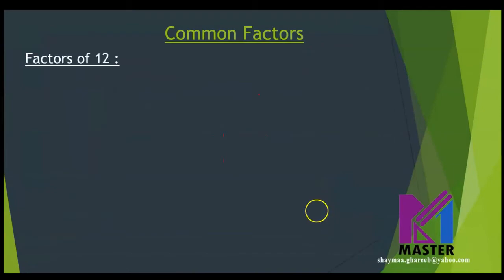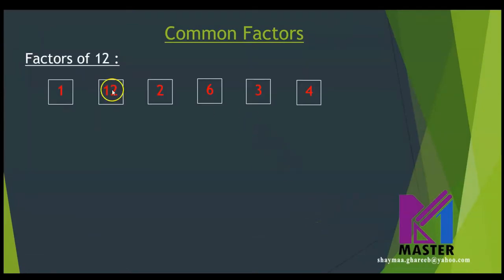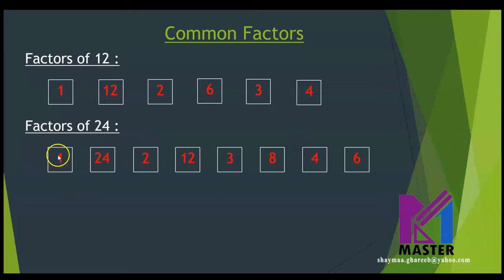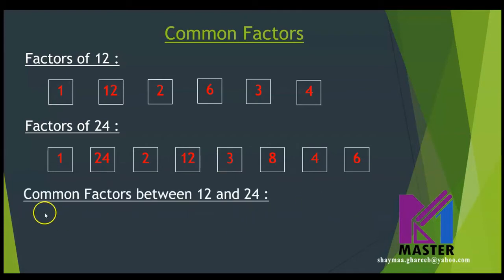Now let's talk about the common factors. We listed factors of 12 as 1, 12, 2, 6, 3, 4. And we listed factors of 24 as 1, 24, 2, 12, 3, 8, 4, and 6. Now, let's try to find the common factors between the two numbers, between the 12 and the 24. What is the first common factor you can see here? 1 and 1, so it will be 1. So 1 is a common factor between all numbers, not only the 12 and 24.